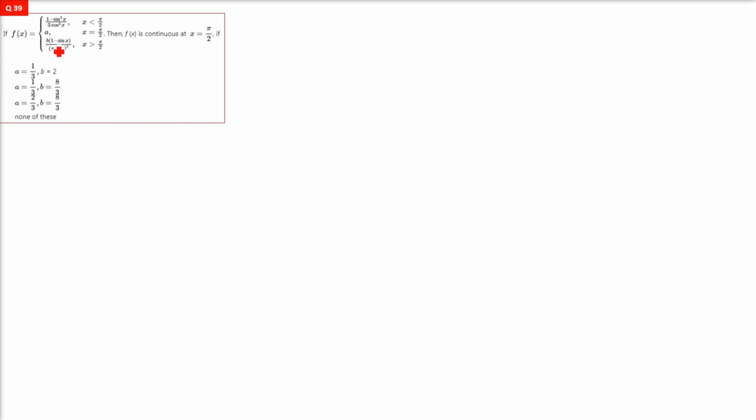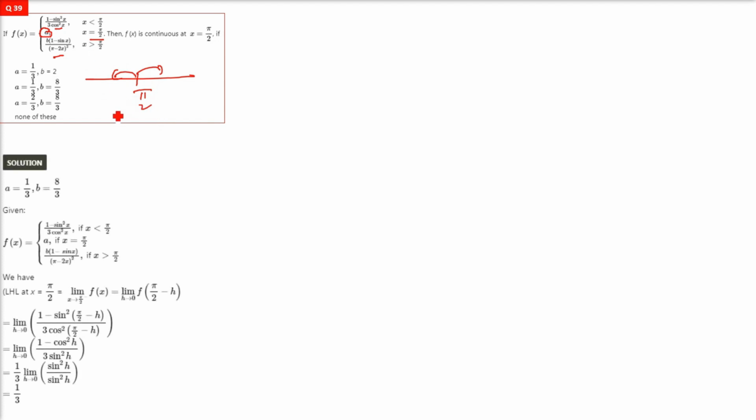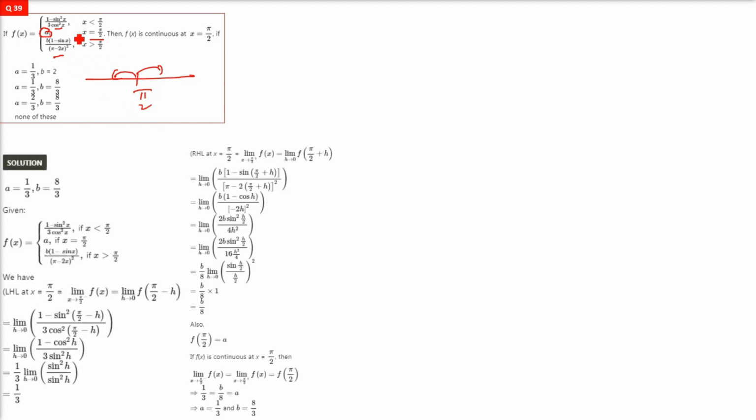Now we have here 3 functions. At pi by 2, it is a. It's already given as a. So we have to see the left hand limit and right hand limit at x equals pi by 2. That is how you are going to achieve b, because you want to have b. So let us take one by one. Left hand limit we will take, right hand limit we will take for pi by 2. And that is how we are going to arrive at the solution for a and b.